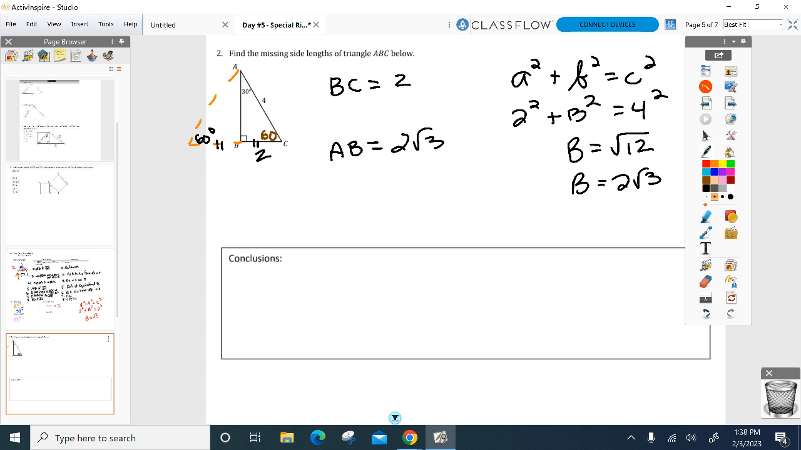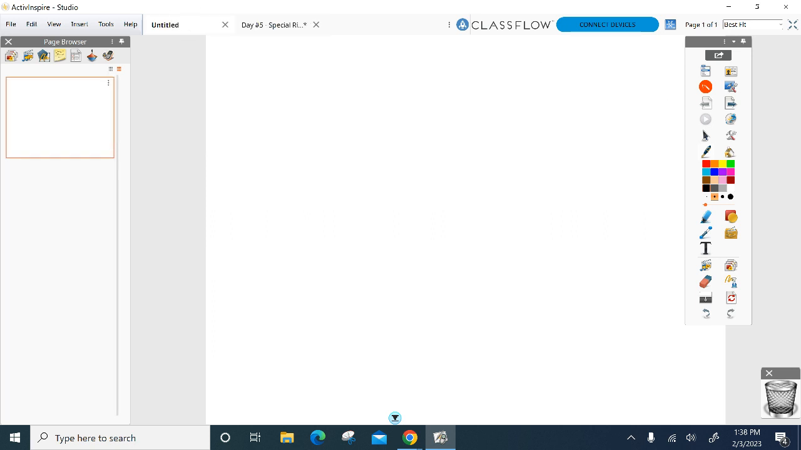Keep on that page. Look at those 2 triangles and their side lengths of the 30, 60, 90. We got to see if there's a pattern or not now. Because I want you guys to come up with the rules. I'm not going to give them to you.